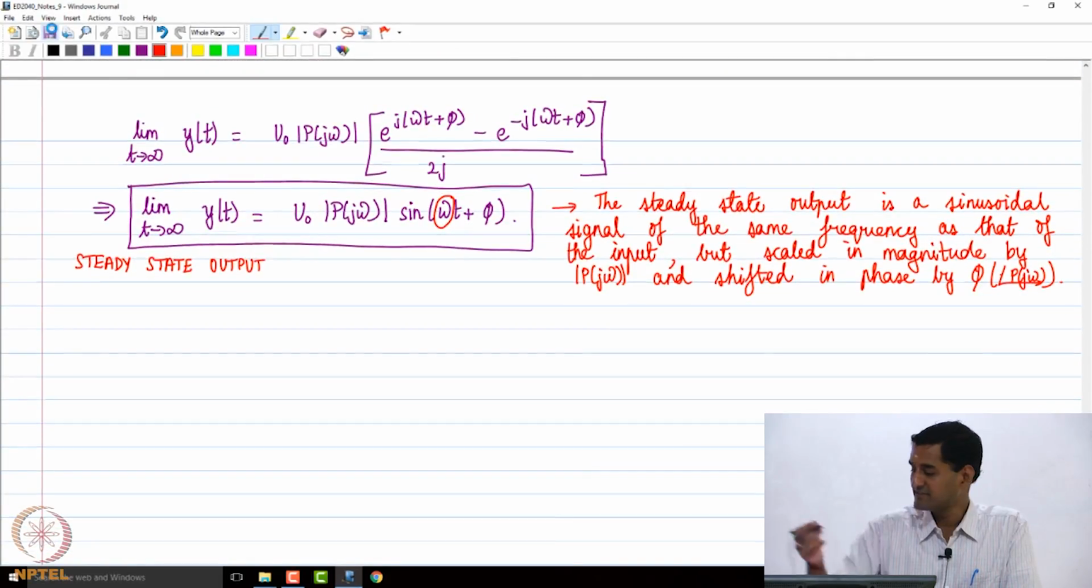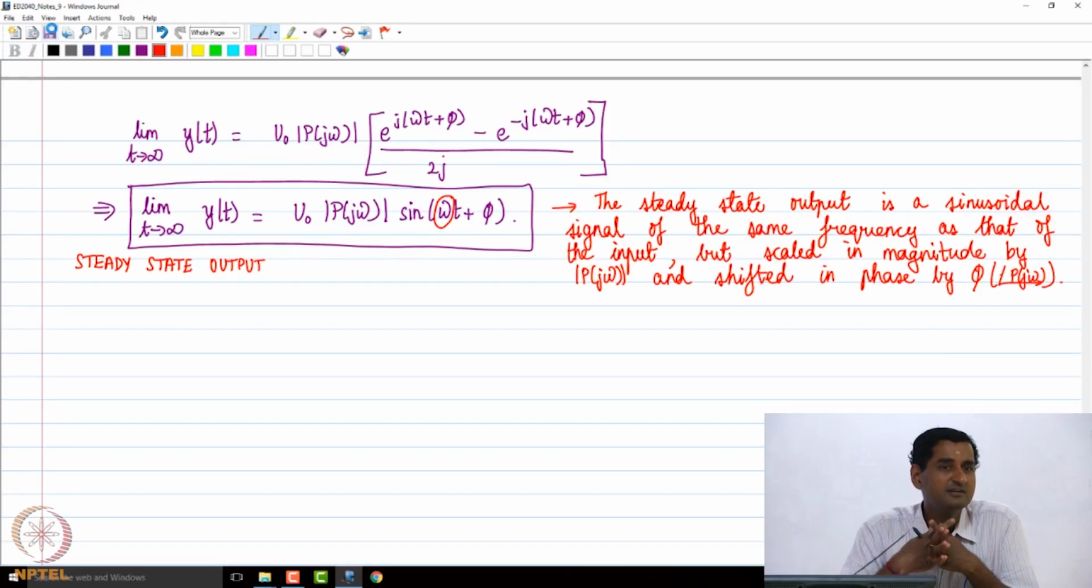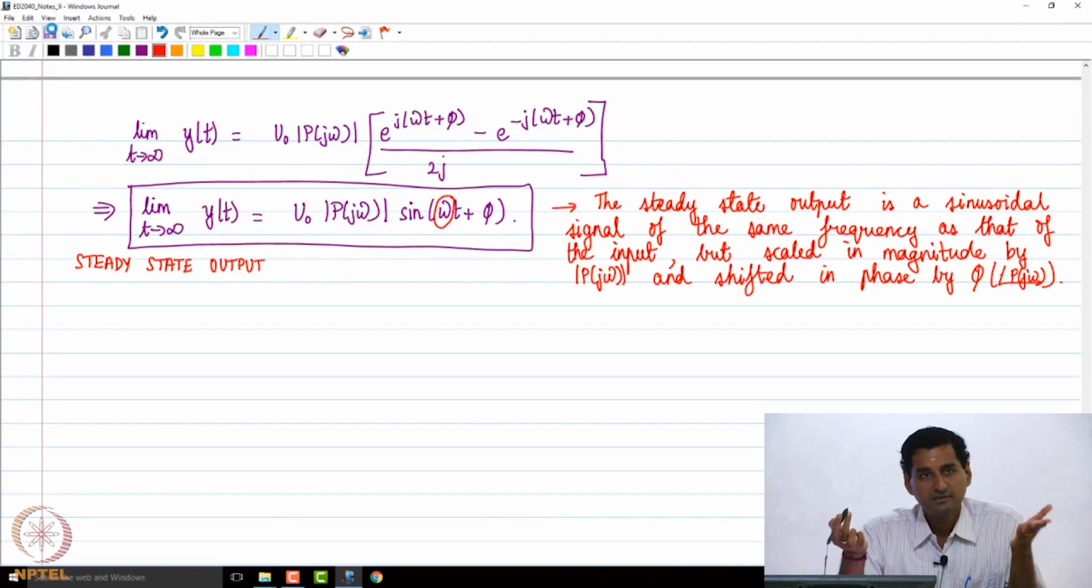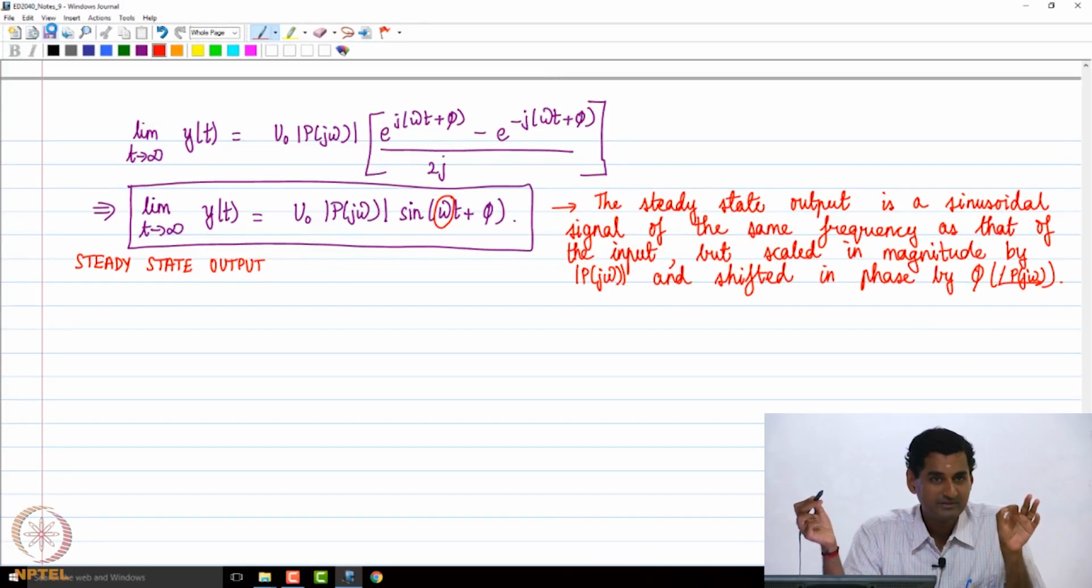So from this derivation, once again, please go through this derivation, pretty straightforward. The only thing is that instead of numbers we just worked with general variables and functions and so on. So that is what we did. From the derivation, what we can see is that the steady state output of this class of systems is also a sinusoidal signal having the same frequency as the input frequency. That is extremely important.